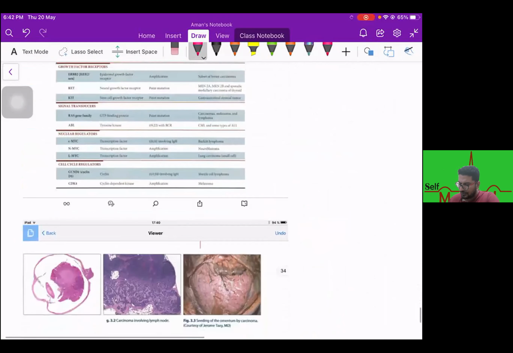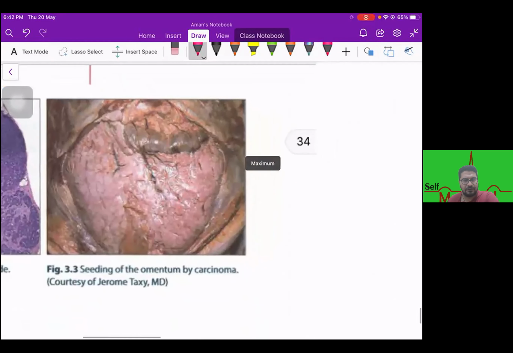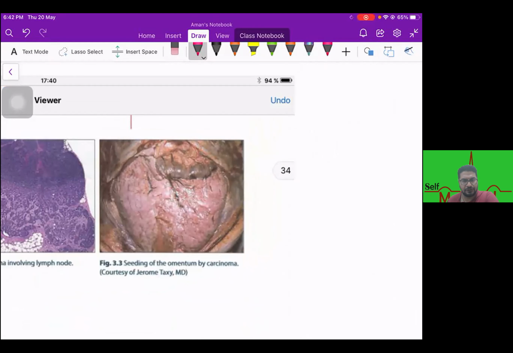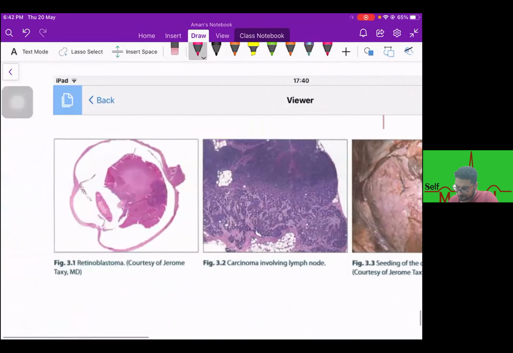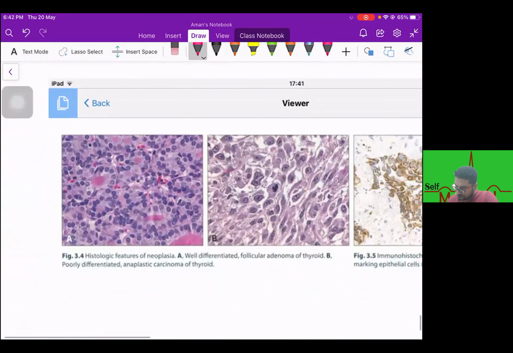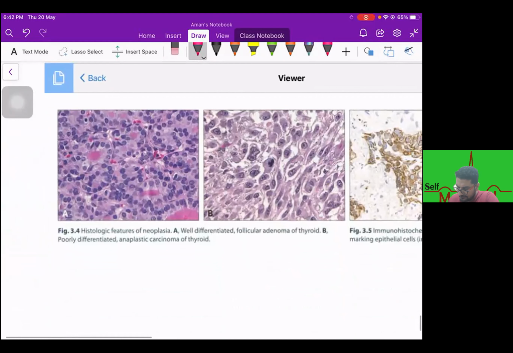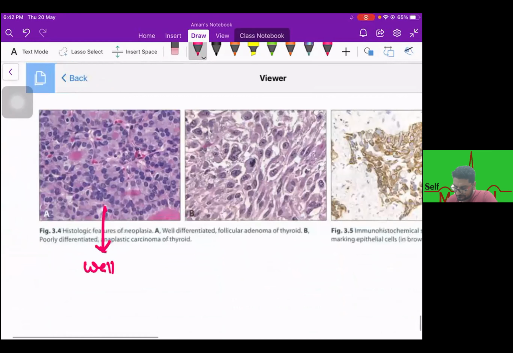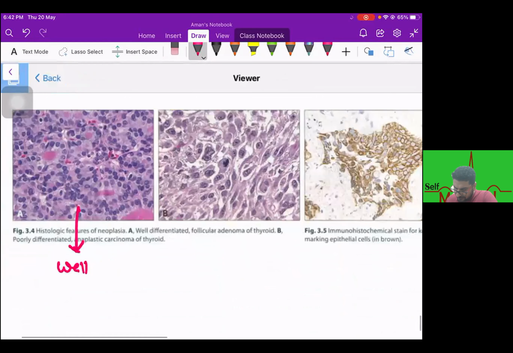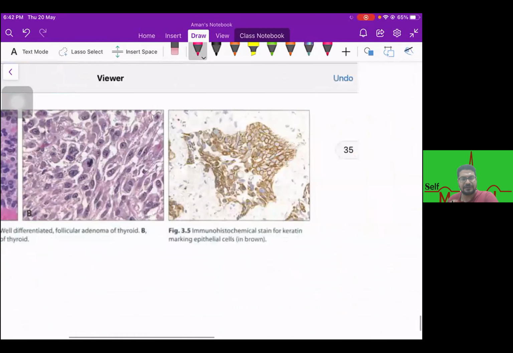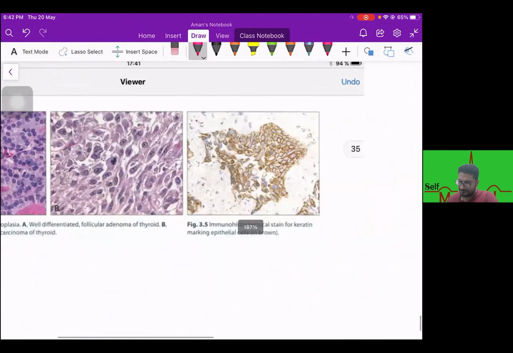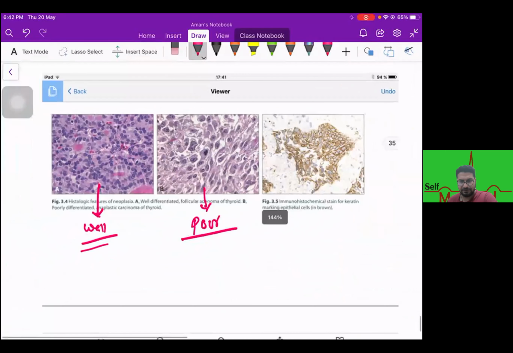Then you can see seeding of omentum by a carcinoma. We call this omentum caking. It looked like a cake, so we call this omental caking. We call this a transcoelomic spread. So this is how we differentiate. This is called a well-differentiated tumor, and if you compare this to this, it is poorly differentiated. It is a malignant tumor.